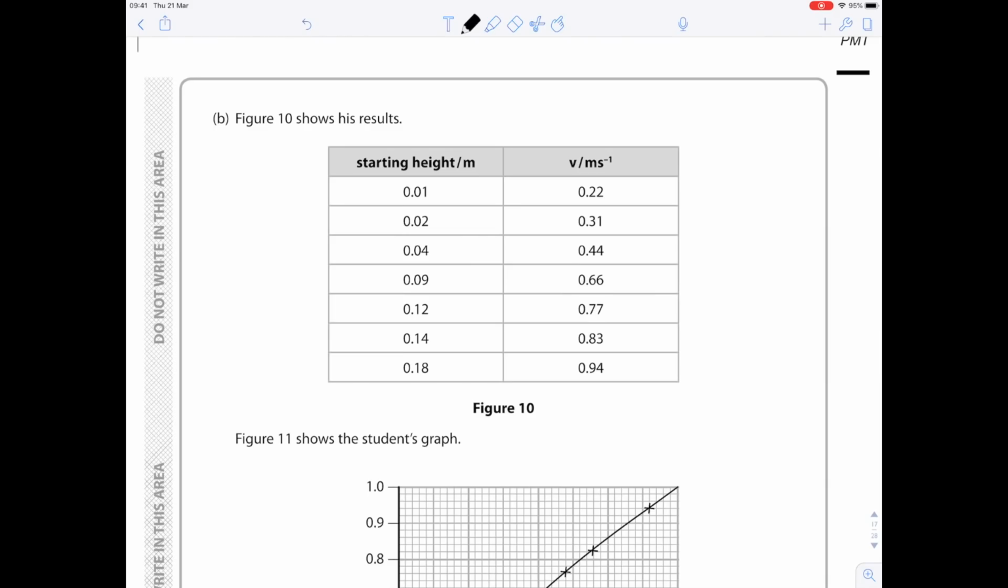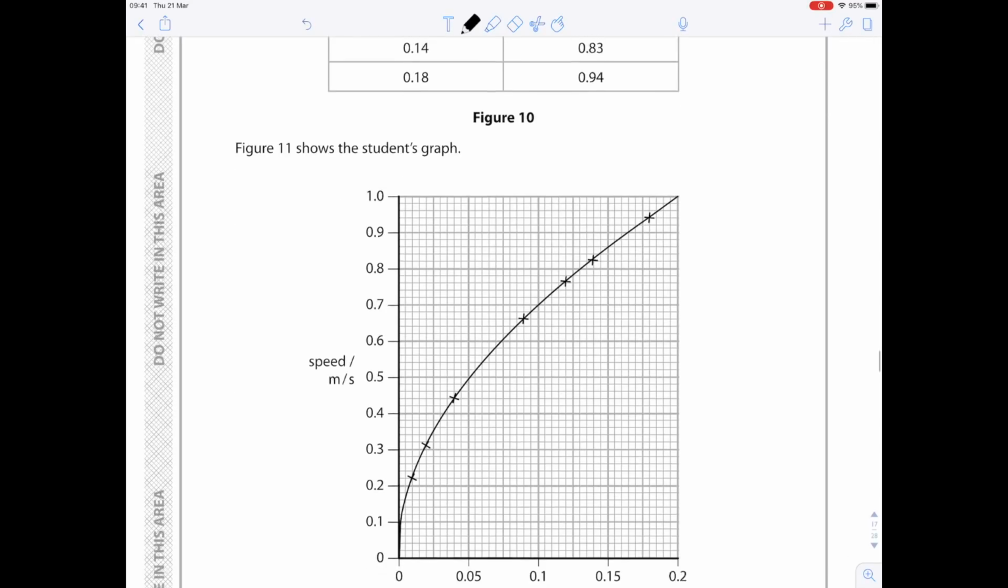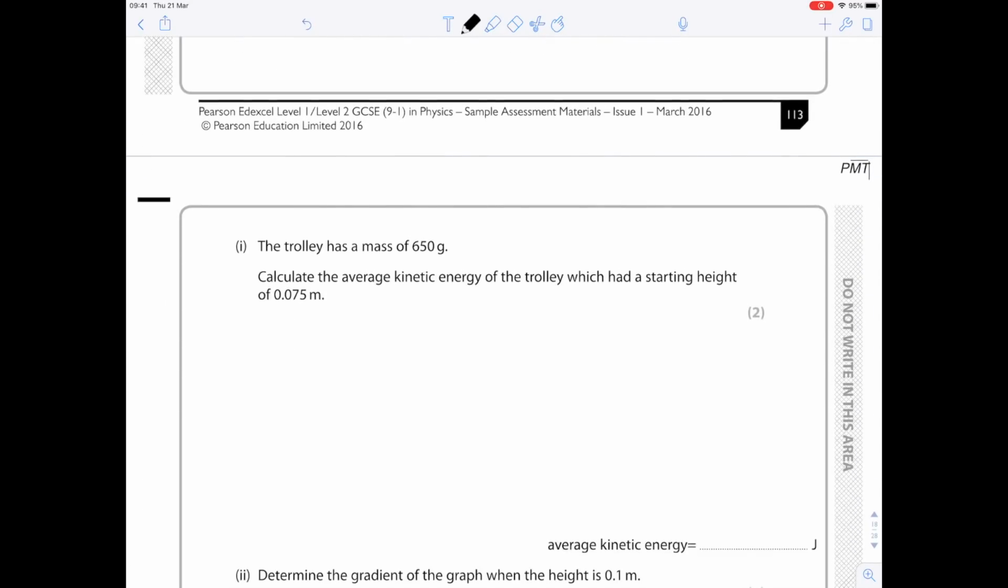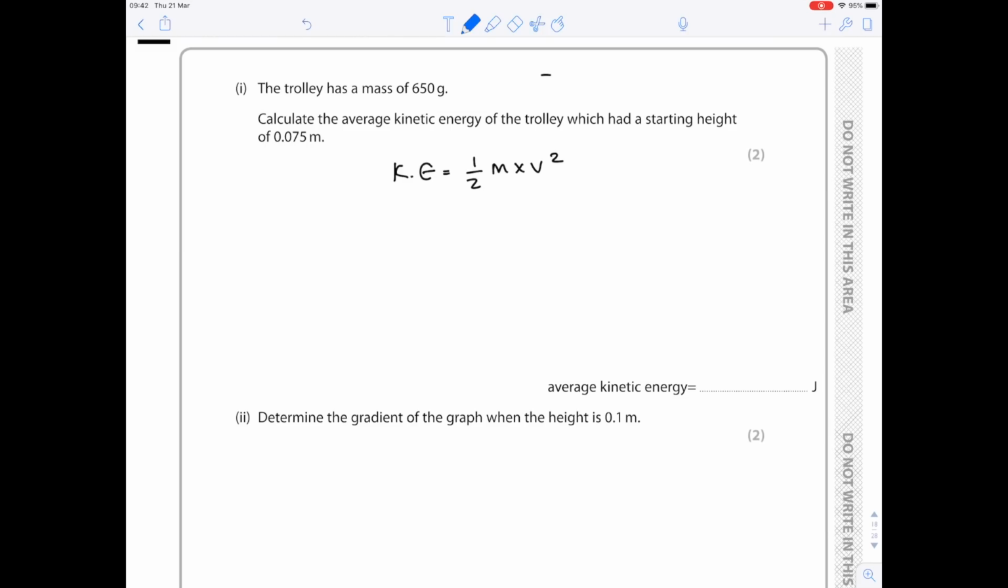Figure 10 shows his results. Figure 11 shows the student's graph. The trolley has a mass of 650 grams. Calculate the kinetic energy of the trolley, which had a starting height of 0.07 meters. Now, this is obviously the equation we'll need to use, KE equals half of mass times speed squared. Let's identify what we have. Well, we have a mass. It needs to be in kilograms, so divide that number by 1,000 to do that. Make sure your units are always right. We don't have a speed, so we don't have enough numbers to pop into this equation. So how might we find what we're missing, which is speed?